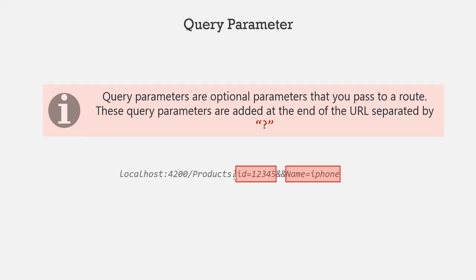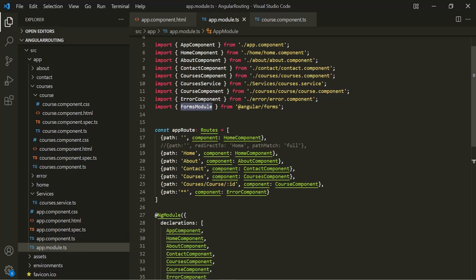Now, in the last lecture, we learned about route parameters. So what is the difference between a route parameter and a query parameter? Well, the route parameters are required and are used by the Angular router to determine the route, and they are part of the route definition. So here in this route definition, this ID is the route parameter. So route parameters are part of the route definition, and these route parameters are required. So for this route, the value for this ID parameter is required. If we don't pass the value for this ID parameter, we will get an error.